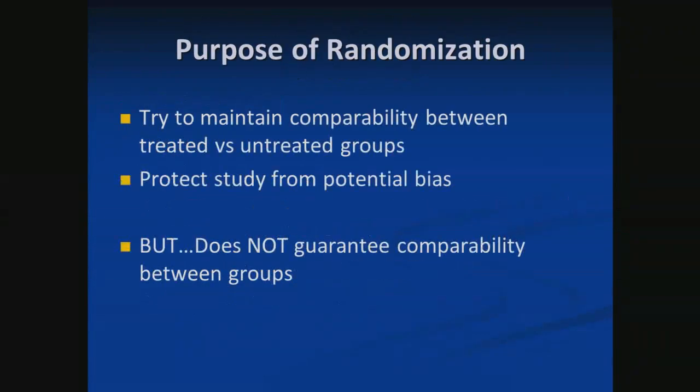So the purpose of randomization, again, is trying to maintain comparability between the treated and untreated groups, and to try and protect your study from potential bias, right? So just like the James Lind example, we want to keep everything equal for all other purposes than what we are interested in. Big but here: it does not guarantee comparability.